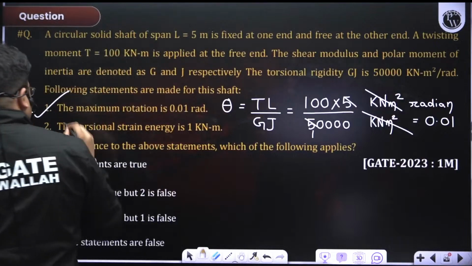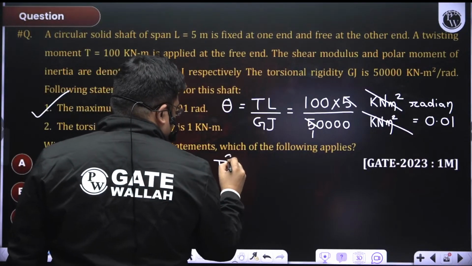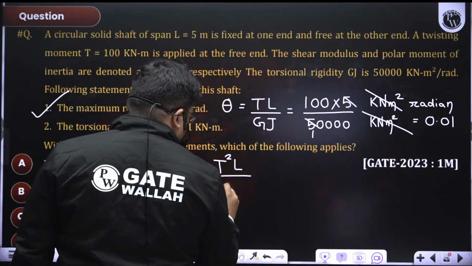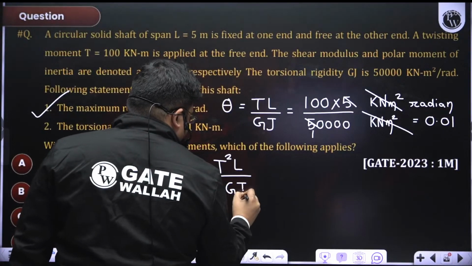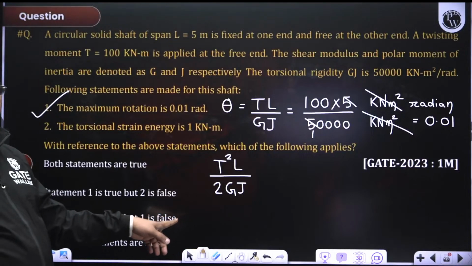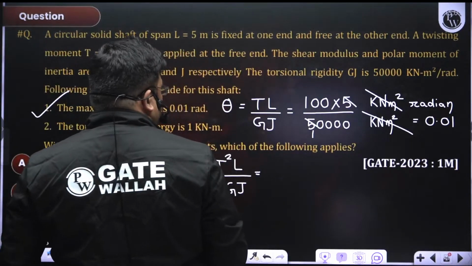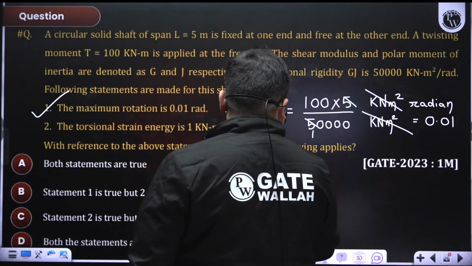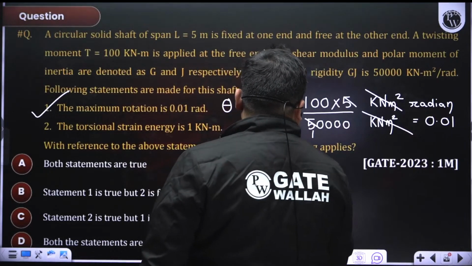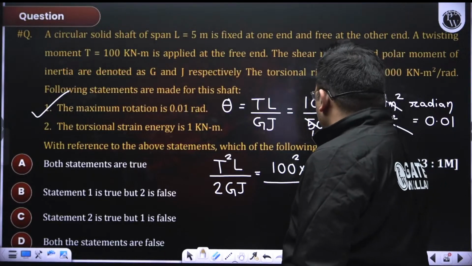Now when we see this second statement, torsional strain energy, I told it is T square L by 2GJ, this two term is there, very important, right? It will be equal to, torsion is how much? 100. So 100 square, length is 5, divided by 2.